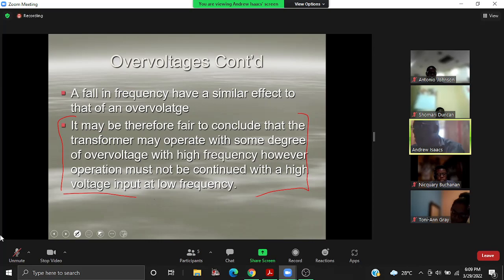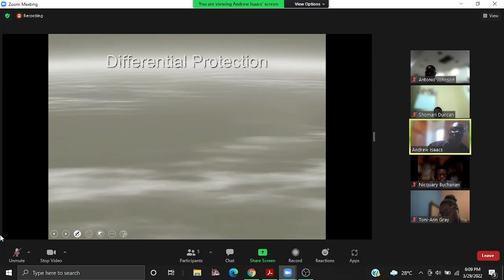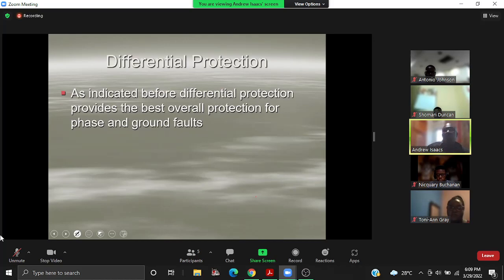Okay, so I have hinted at it quite a bit this afternoon. So let's talk now about differential protection for your transformer, and let's look at some key things. So we mentioned before that differential protection provides the best overall protection for your transformer.